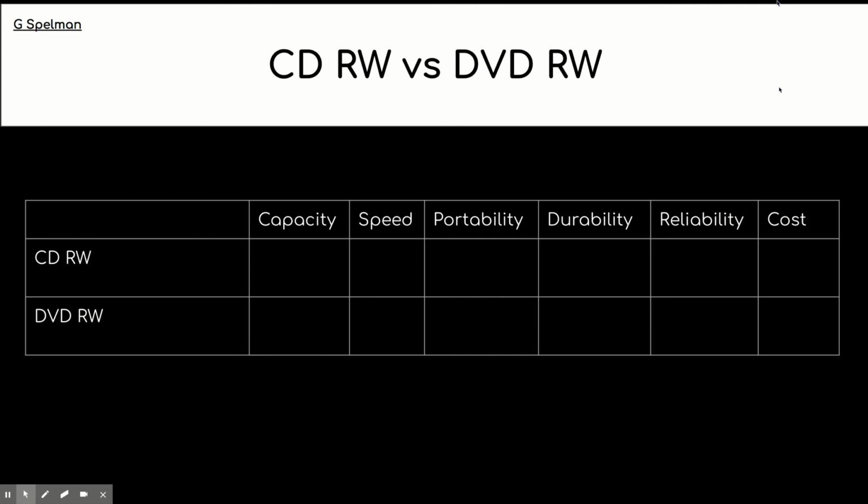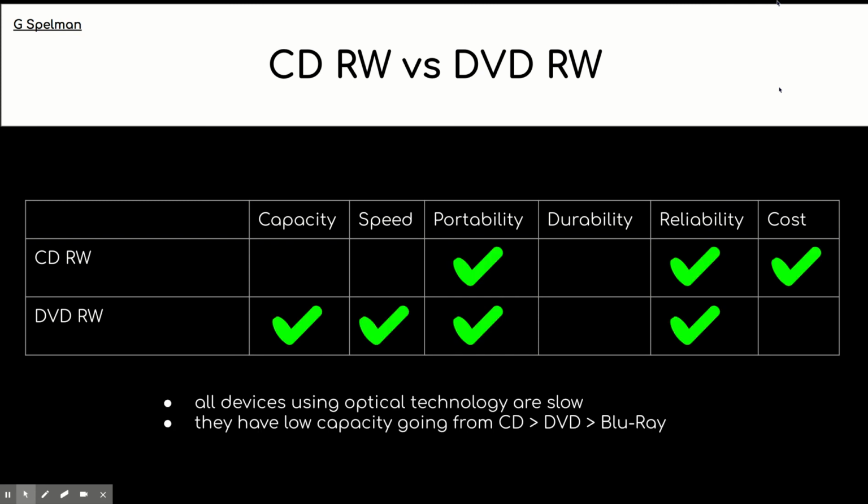So I am going to show the answers. Now it's important to remember here that all optical technology is slow. The CD is the slowest, then the DVD and the Blu-ray. So the DVD will be much slower than a memory stick. However, when we're just comparing it with a CD, it is faster. It has got a lot more capacity and it is faster.